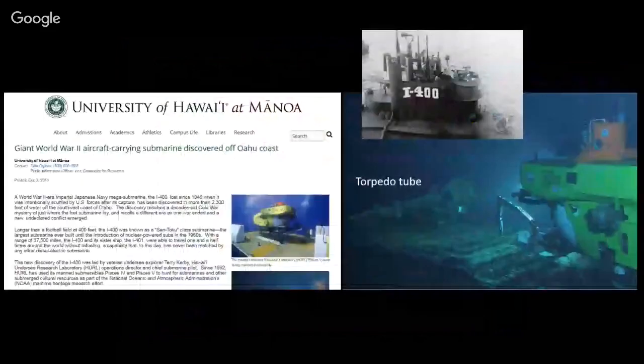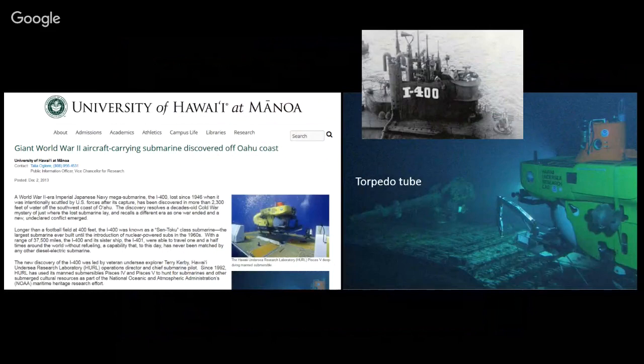So this is actually an example of one of the missions that was conducted by one of the labs that I work with, Hawaii Undersea Research Lab. What they did is they went out and mapped some of the seafloor, and through that they discovered some of these sunken I-400s. Those are submarine aircraft carriers from World War II that were built by the Japanese. They were sunk by US soldiers following the end of World War II to avoid allowing that technology to get into the hands of the Soviets.